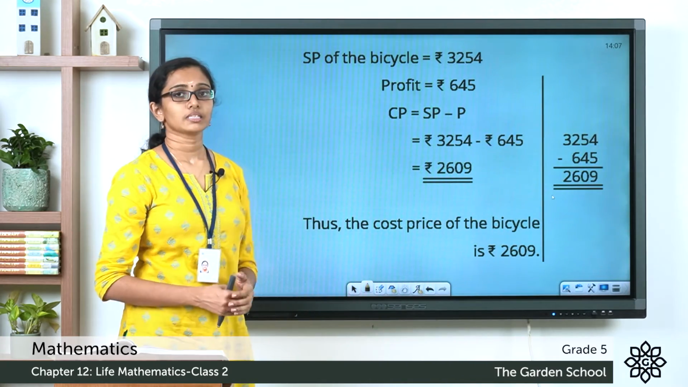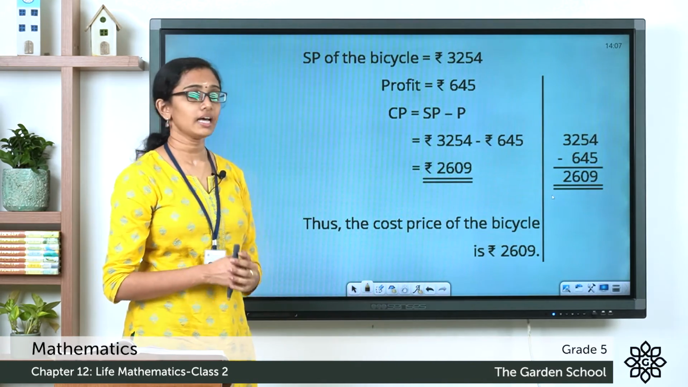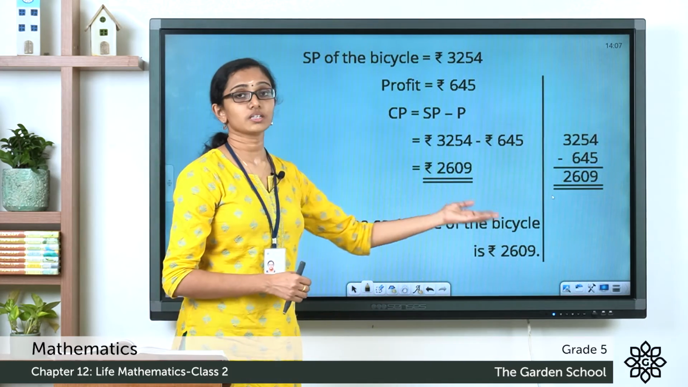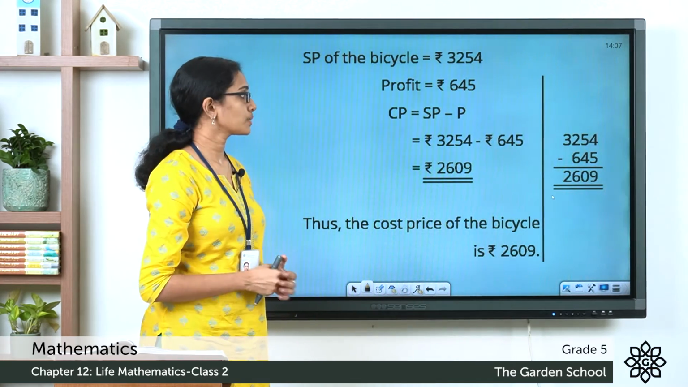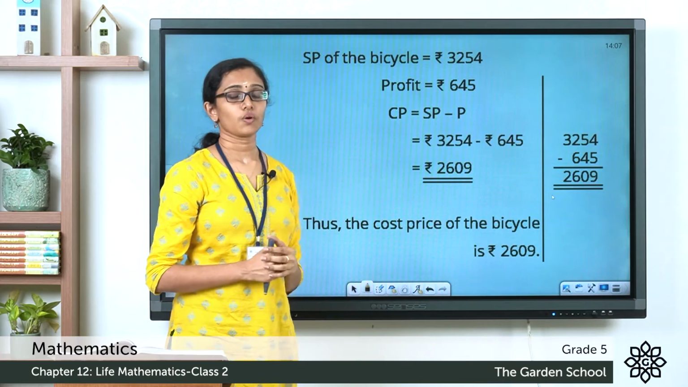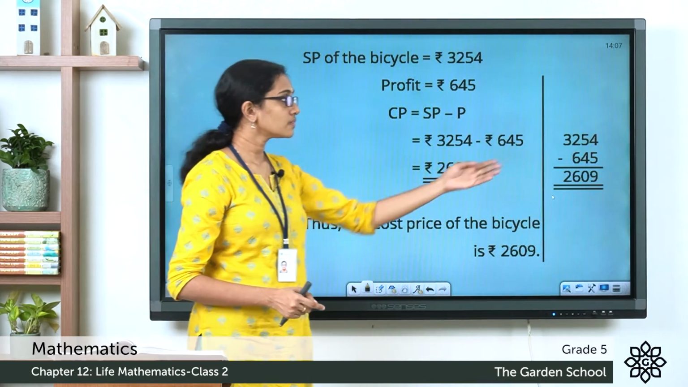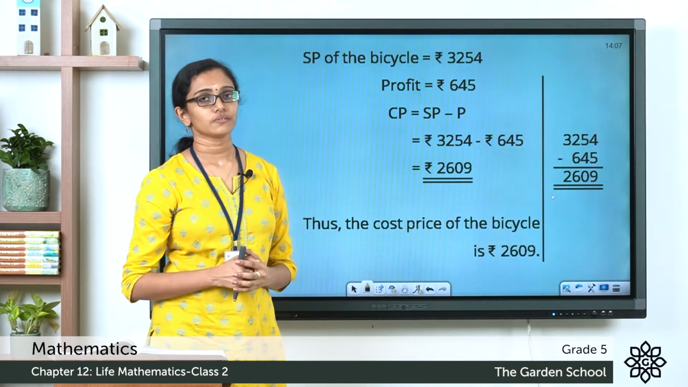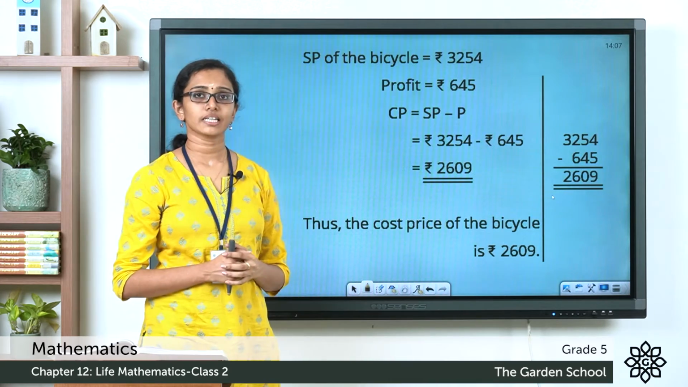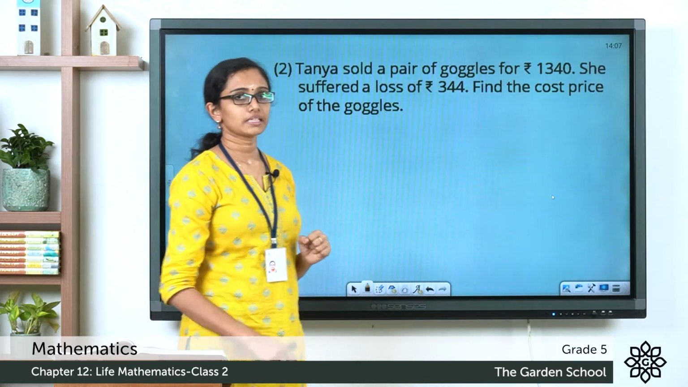So the cost price, Anju bought the bicycle at rupees 2,609 and she sold it at rupees 3,254 and she made a profit of rupees 645. So I hope this question is clear to you. Now we'll see one more question.